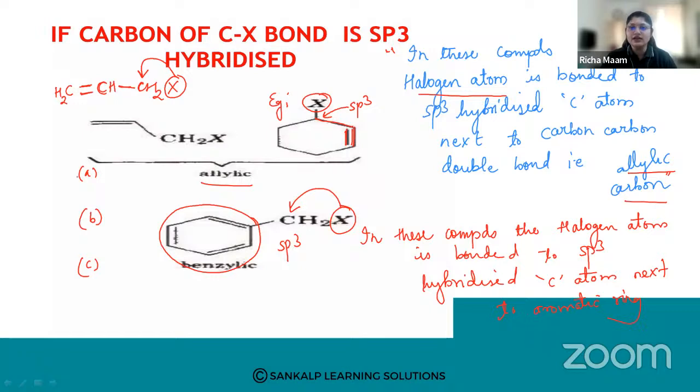If I consider an allylic halide, you have to imagine and understand. Allylic means the halogen atom is attached to an sp3 hybridized carbon, which is next to a carbon-carbon double bond. What do you mean by benzylic? In benzylic compounds, the halogen atom is bonded to an sp3 hybridized carbon atom, which is next to an aromatic ring. So like this, you have to imagine things. Is it clear? What is benzylic halides?